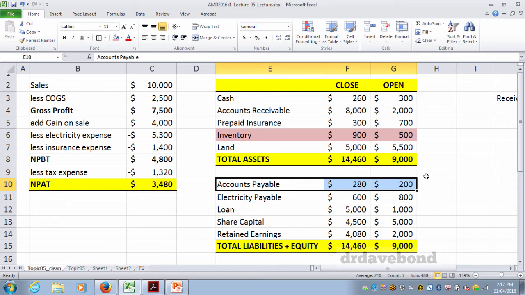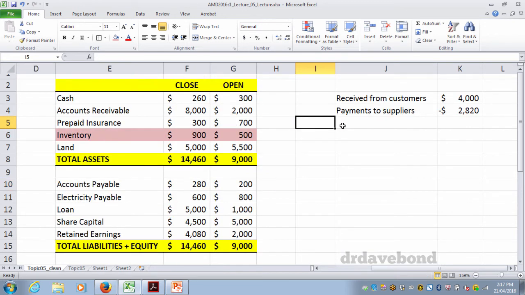2,820. This plus this minus 2,820 gives you 280 as the balance on this side. And so this is the cash. That's the cash. So received from customers, payment to suppliers.